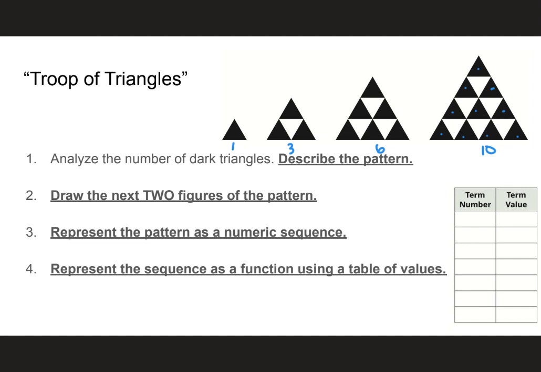So in this particular case, we know that the number of triangles is increasing. However, it doesn't seem to be increasing by the same amount, right? To go from 1 to 3, we add 2. From 3 to 6, we add 3. From 6 to 10, we add 4. So maybe we can describe this as you add one more triangle than you did the previous term.